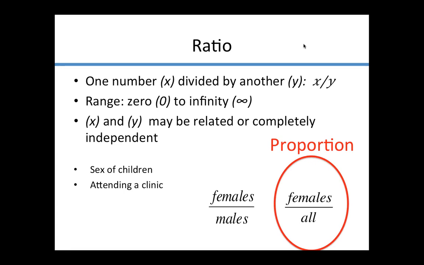And this is an example of sex of children attending a clinic. So what's the ratio of females to males? It could be 3 to 1. For every male, 3 females come in.